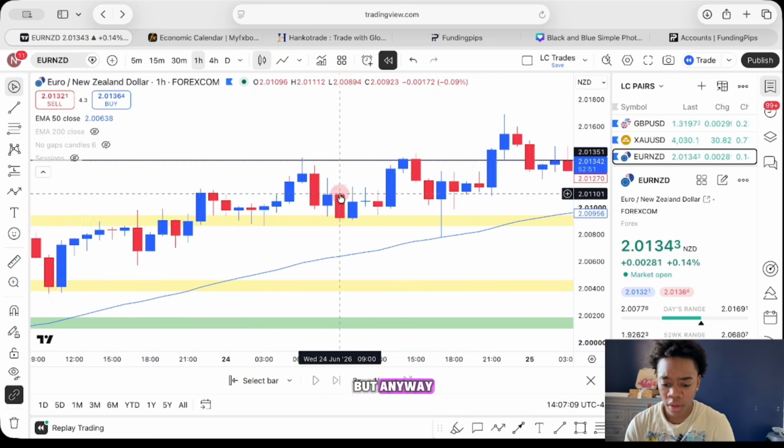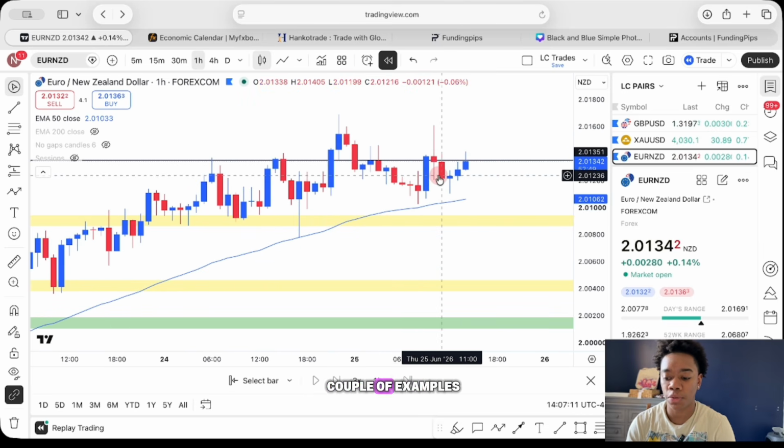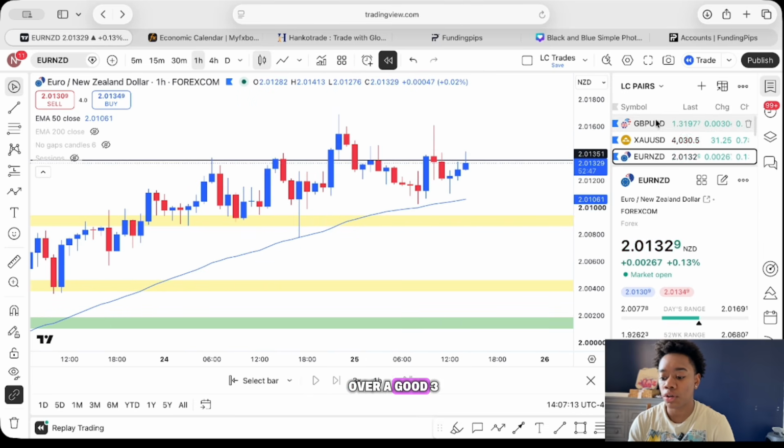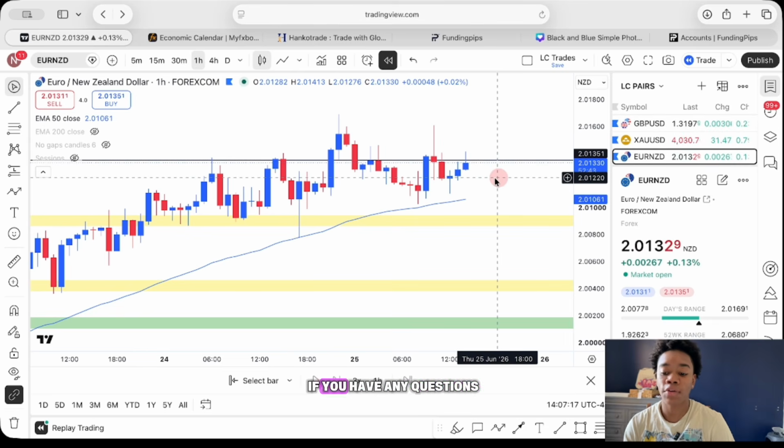But anyway, I just wanted to show you guys a couple of examples. I think we went over a good 3, GBPUSD, gold, and EURNZD. If you have any questions, please, again, follow my Instagram, comment, DM me, whatever you want to do to feel safe. I don't know, whatever you want to do.